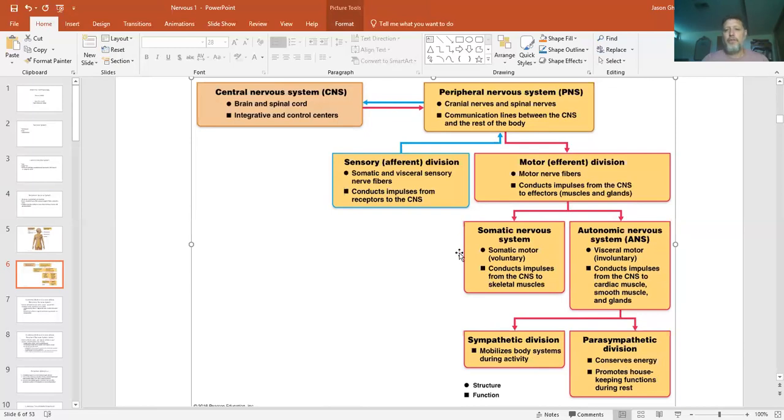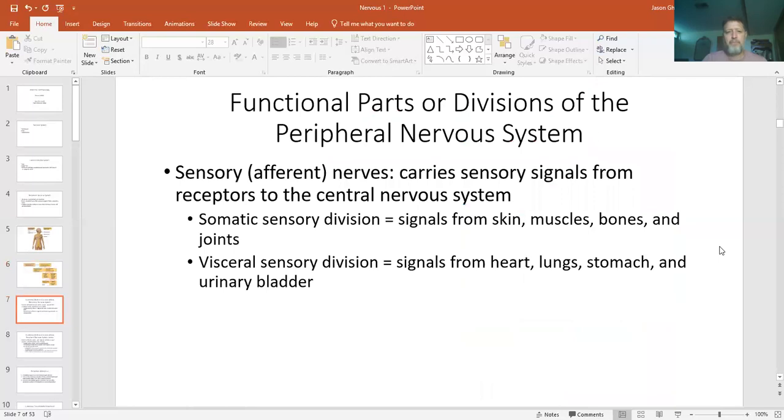So this is a good flow chart to kind of remember, to review, and we're going to cover a little bit more of it as we go. But this flow chart here is a pretty good one to review for quizzes, tests.